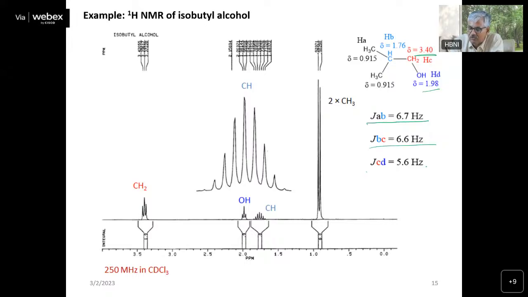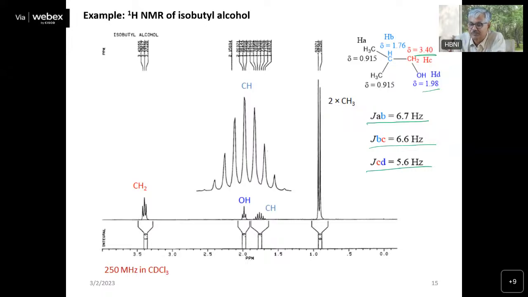Okay, and see, these are the coupling constants. JAB is 6.7 hertz, JBC is 6.6 hertz, and JCD is 5 hertz. And these coupling constants are all within a 1 hertz range. Okay, so that's why you don't get these finer couplings. Almost they are being considered as equal.